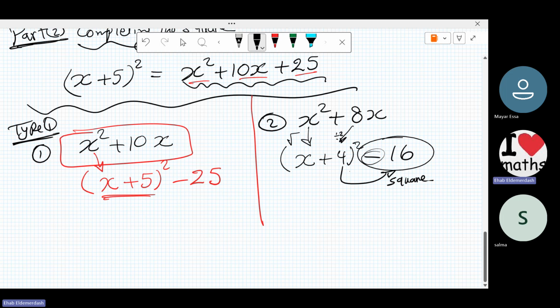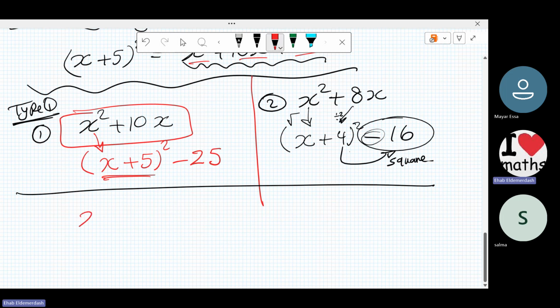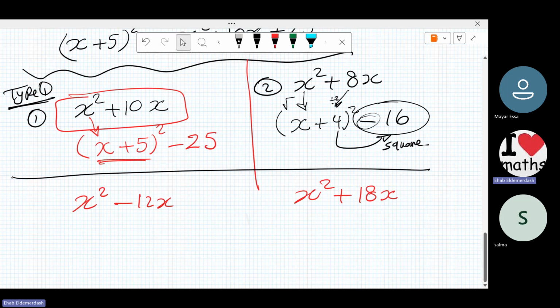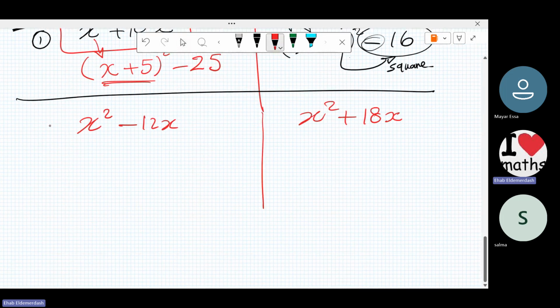اتفقنا? All of you try these 2 questions. يلا. I have x squared minus 12x. I have x squared plus 18x. يلا حبايبي كده, I need you to complete these 2 squares. يلا, try it. The process, it's so easy. Square root of the first, half the coefficient of the x, put it in a bracket squared, يعني, وبعدين minus the square of the second part.